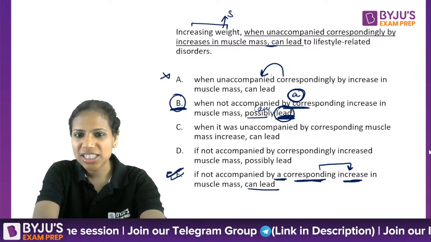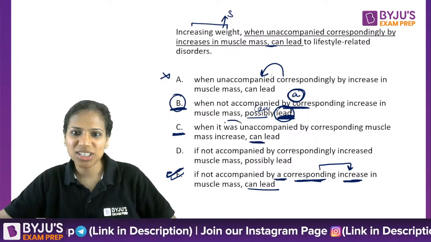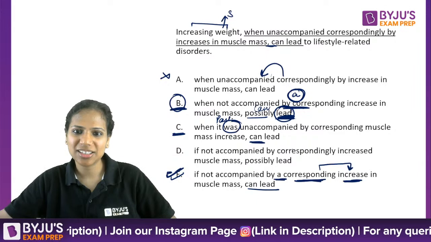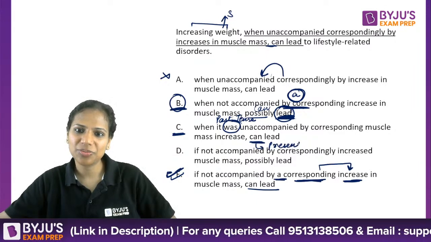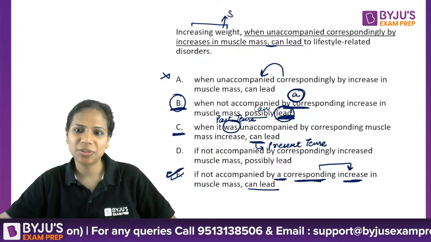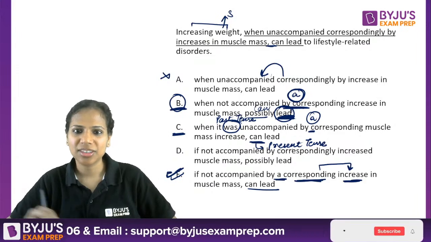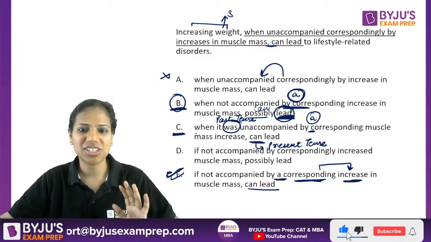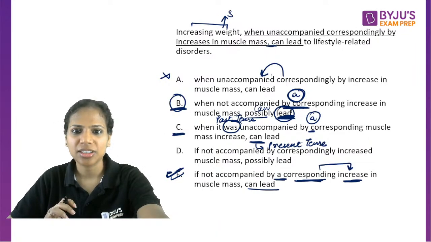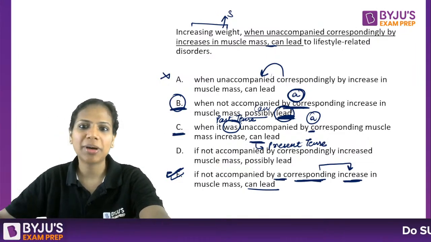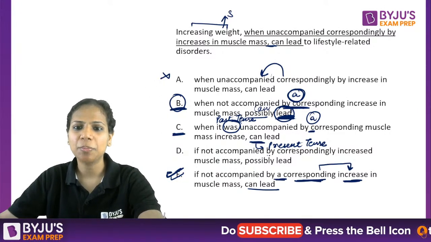E, why not C? Okay, when it was can lead, when it was past tense, can lead present tense. So tense inconsistency. Also no here as well. So multiple problems in C. Hope this makes sense. Accompanied should be followed by. Yes, accompanied, unaccompanied should be followed by.